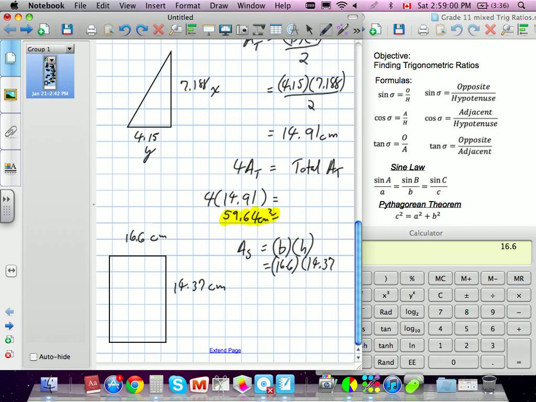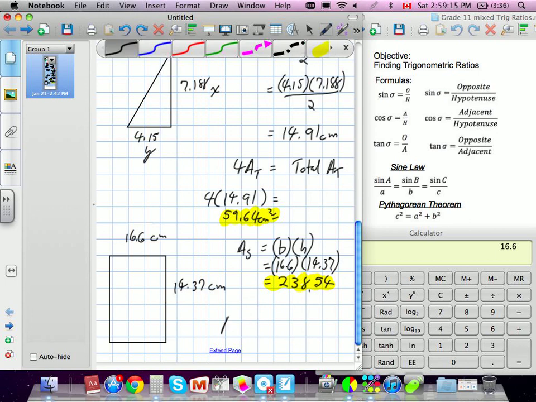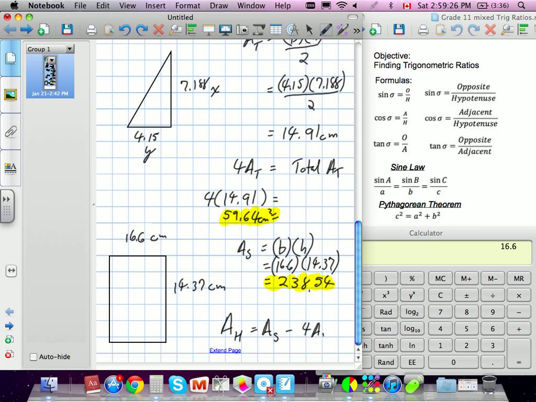238.54. Is that it? Are we done? We have to subtract the triangles. To find what? Find the total area of the hexagon. Okay, so area of the hexagon is equal to area of square subtracted by total area of triangles. So I'm going to say 4 area of triangles. Okay, that's that number there.